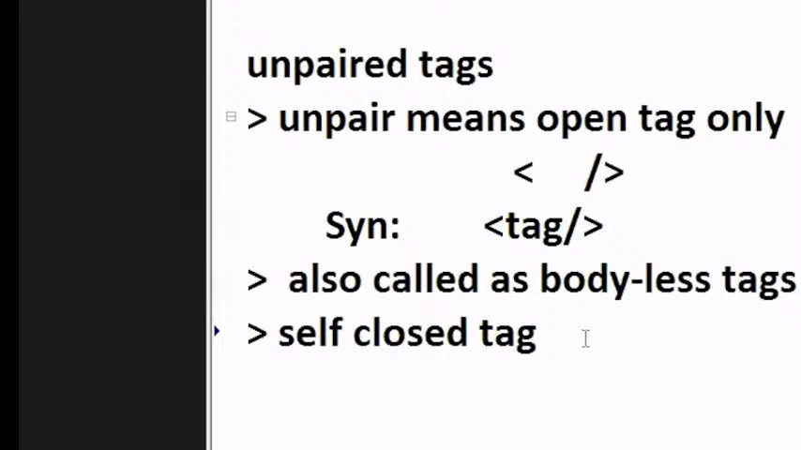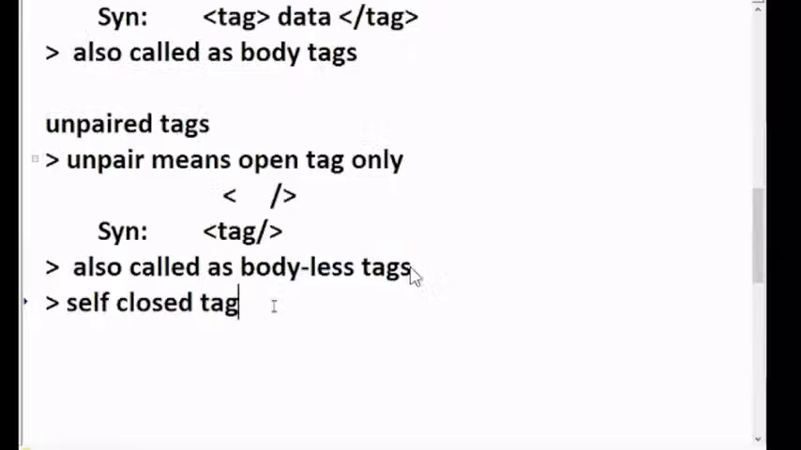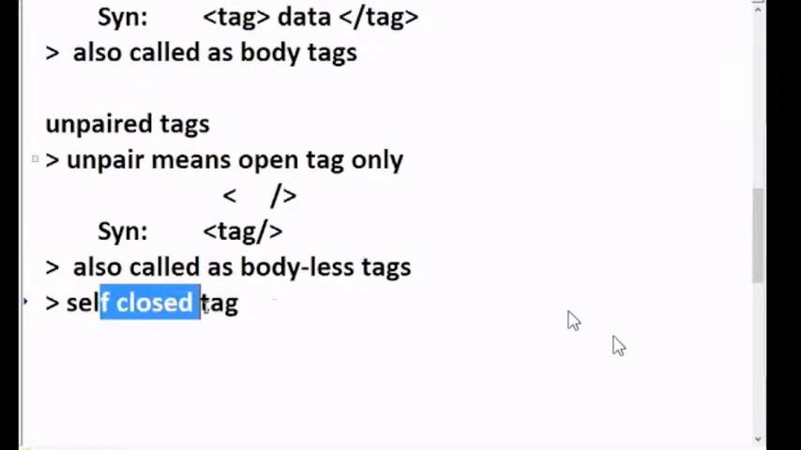Murder, suicide, what is the difference? Murder means one person or two persons, sir? Killer is available and another person is also available. Suicide is a single person only, and you are killing yourself only. That is called suicide. Self-destruction, self-murdering. So this is called the self-closing tag.